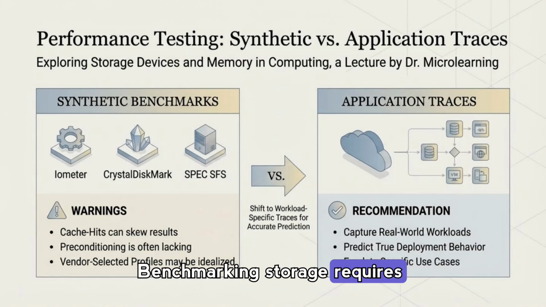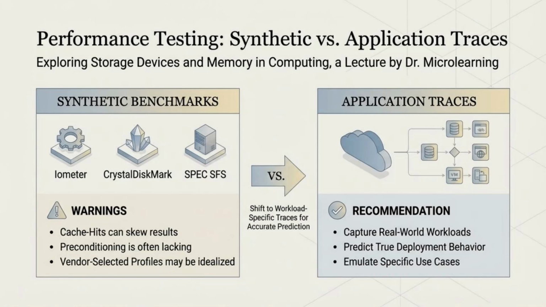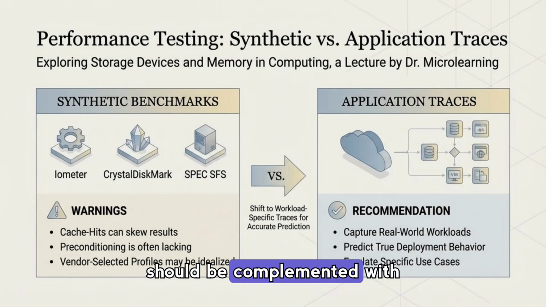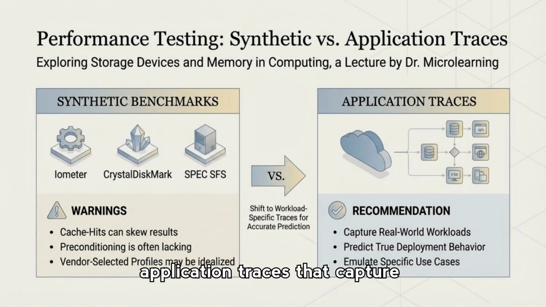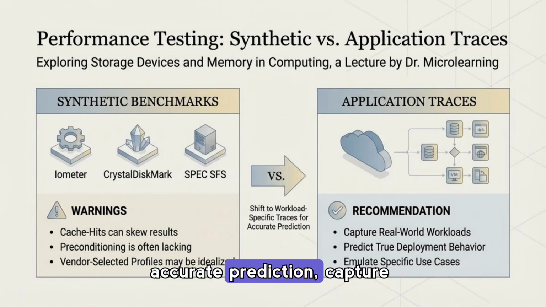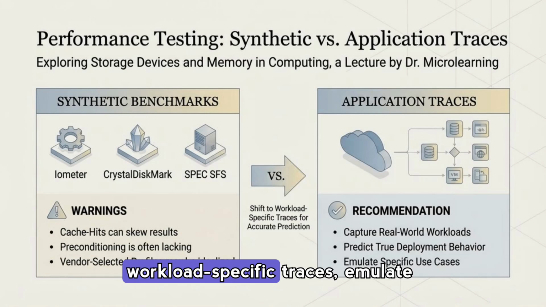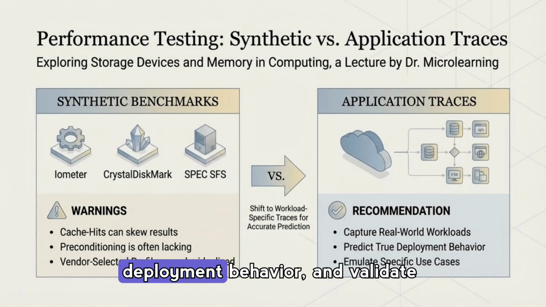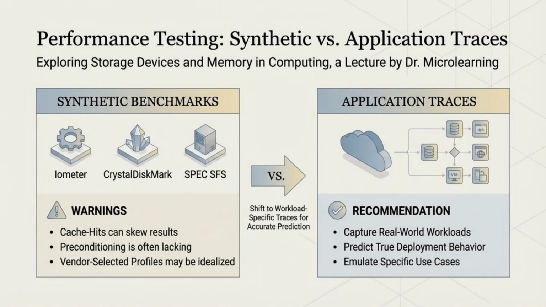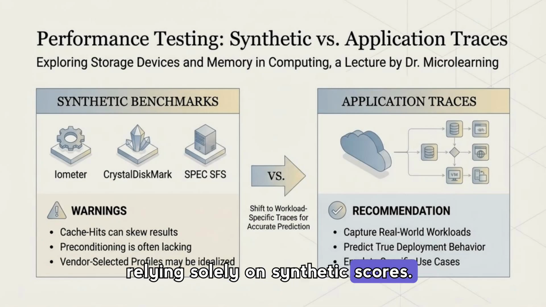Benchmarking storage requires nuance. Synthetic tools are useful but can misrepresent real behavior. Synthetic tests may hide preconditioning needs, cache effects, or idealized profiles, so they should be complemented with application traces that capture real-world access patterns. For accurate prediction, capture workload-specific traces, emulate deployment behavior, and validate with representative data rather than relying solely on synthetic scores.